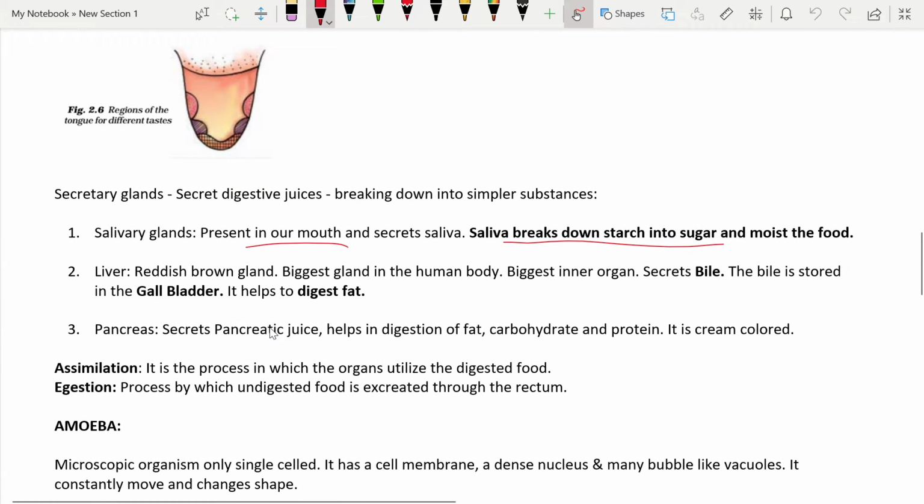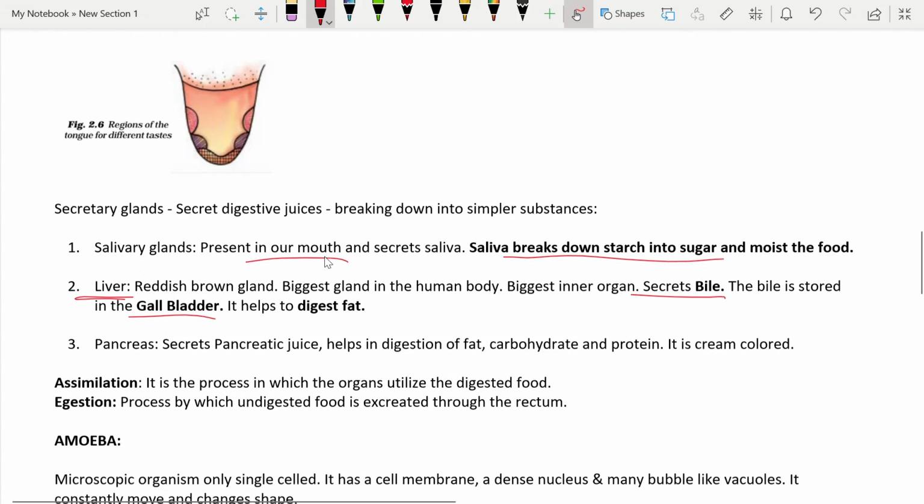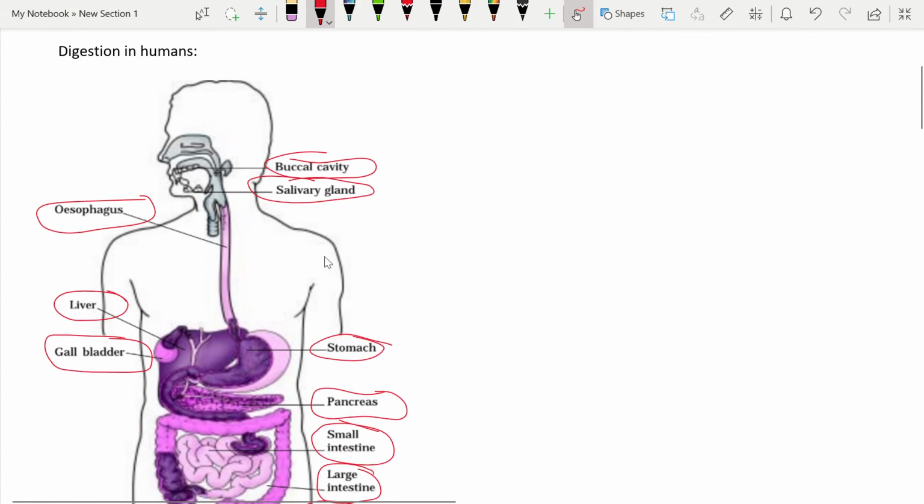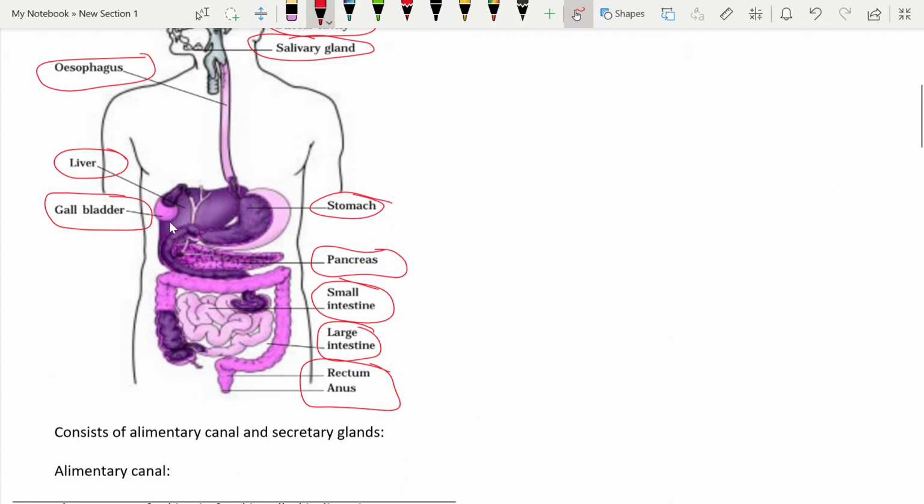Liver, right here. It is a reddish brown gland, and it's the biggest gland in the human body. It's the biggest inner organ as well. Now the liver secretes bile, as I told you in the introduction. The bile is stored in the gallbladder. It helps to digest fat. So let's go over here. This is the gallbladder and this is the liver.